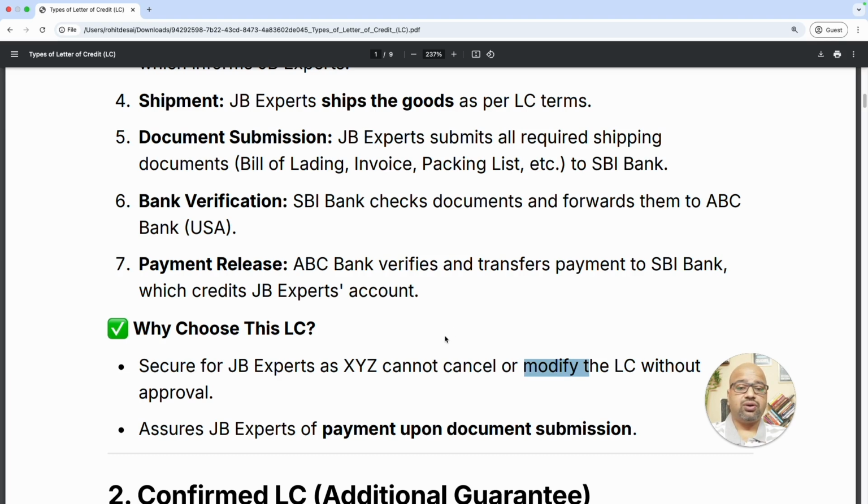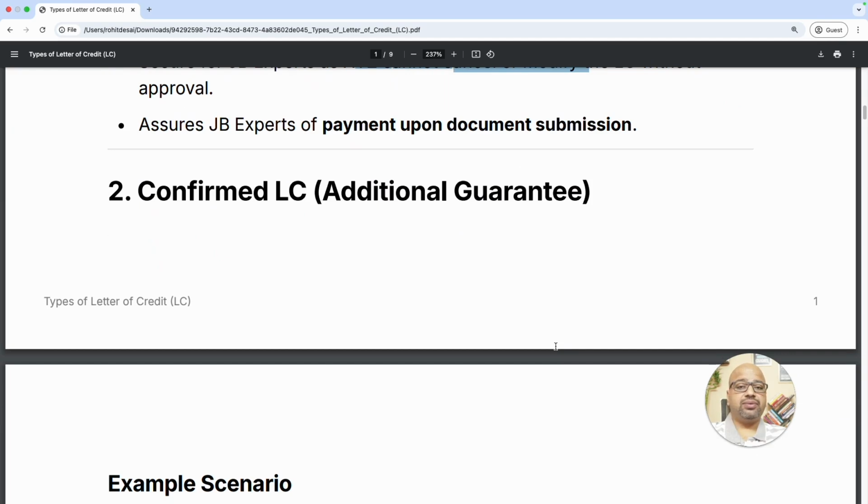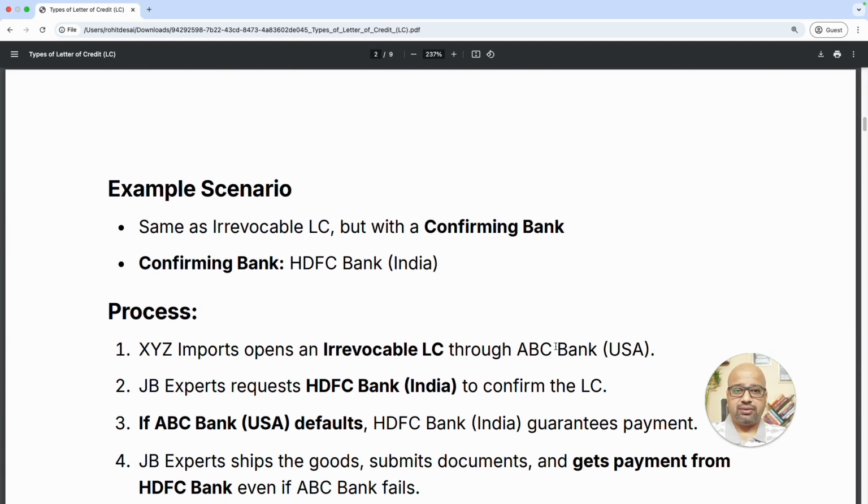So work on an irrevocable LC so that your bank cannot change, or your party cannot change, anything in that without your approval. Next is the confirmed LC, which is an additional guarantee. I don't trust a bank. So what we are betting here is I'm not trusting the buyer because I'm trusting the bank here.